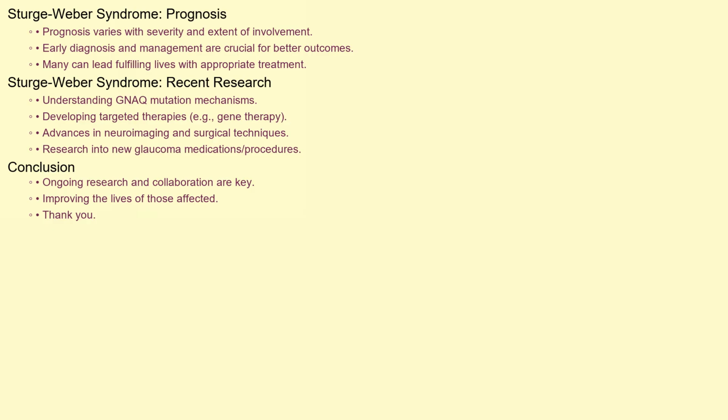Recent research advances. Recent research is focused on understanding the mechanisms underlying the GNAQ mutation and developing targeted therapies. Gene therapy approaches are being explored as potential future treatments. Advances in neuroimaging and surgical techniques are also improving the diagnosis and management of this complex condition. Research into new glaucoma medications and surgical procedures continues to offer hope for better vision preservation. The key is ongoing research and collaboration to improve the lives of those affected by Sturge-Weber syndrome.